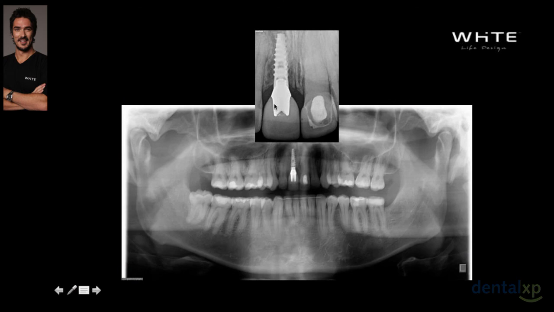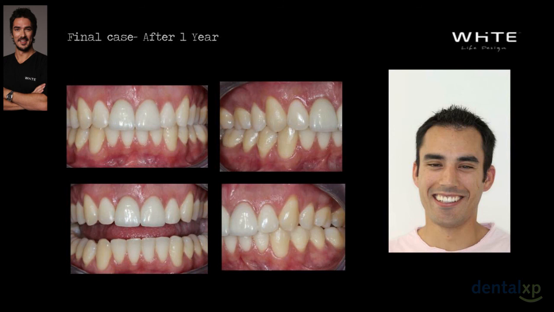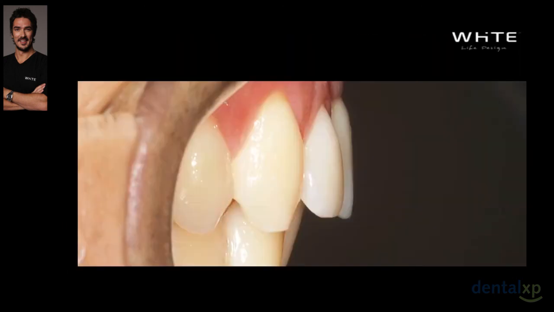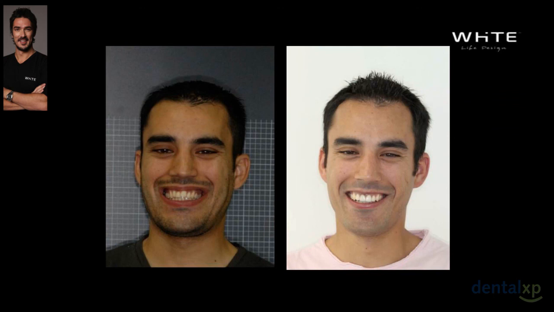This is to do with the quality of your lab, the quality of your impression, the quality of your impression material, the quality of the ceramics, and so on and so forth. So everything counts here. And here we have, after a year, everything in place. Beautiful case. Look, we managed to bring all of that overjet back. None of that would have been possible had we not done the right thing.